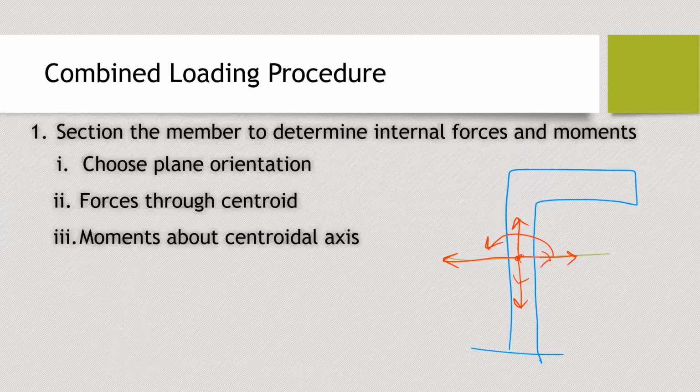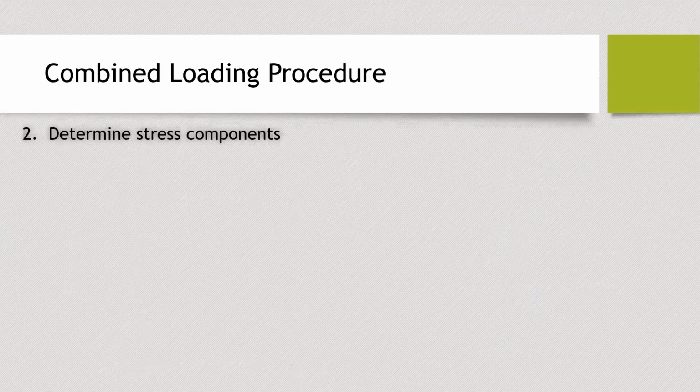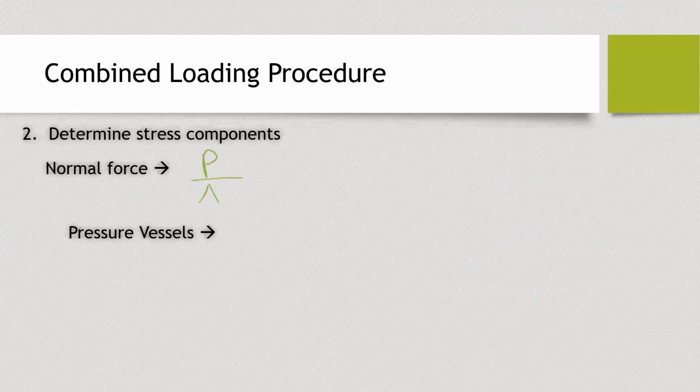So once you've figured out the force and the moment acting at a particular cross-section, it's now time to determine the stress components that result from that force and moment. So for example, if you have a normal force, you're going to get a normal stress that is P over A. And if you are dealing with a pressure vessel, say that image that I showed you that had all those forces acting on it also happens to be a pressure vessel, then you're going to have PR over T and PR over 2T.